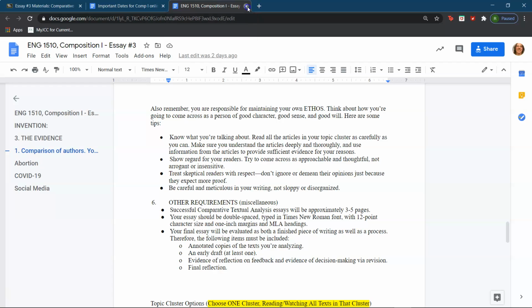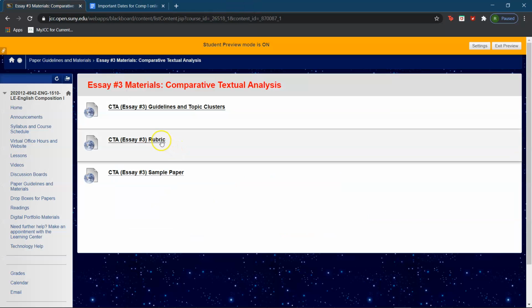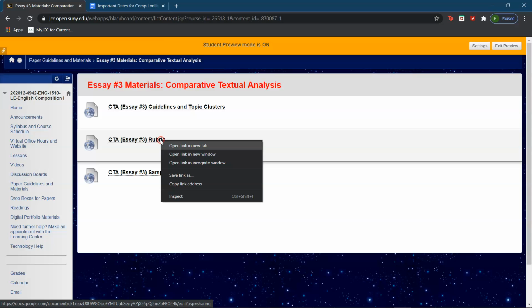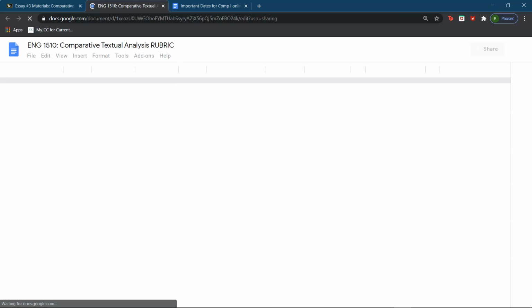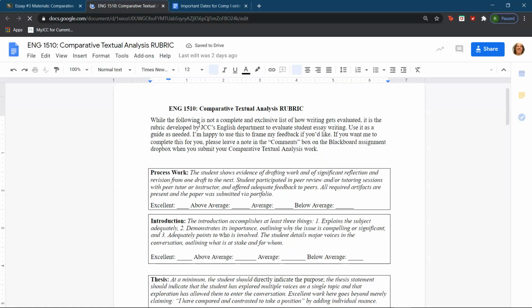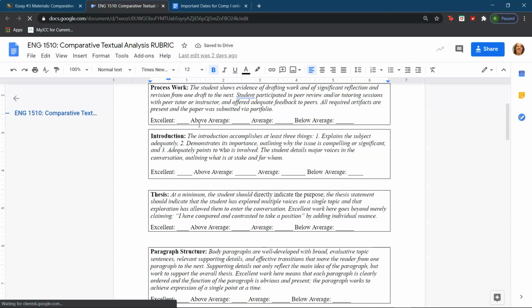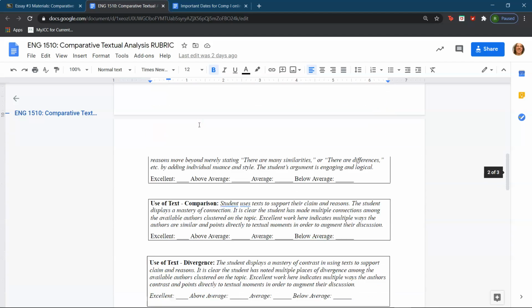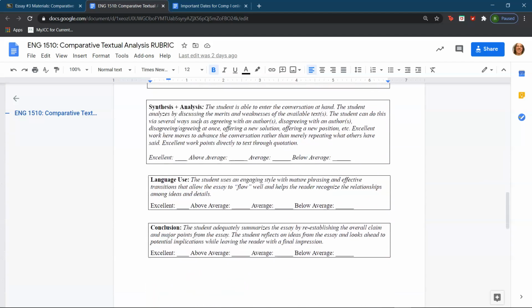So anyway, I have gone over the guidelines, so I would like to move on to a couple other things that I have here. Just like for the other papers, I also have a grading rubric that you're free to take a look at. So that is the rubric I tend to look at while grading.